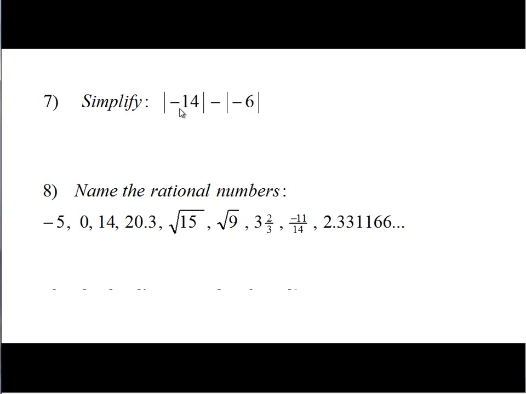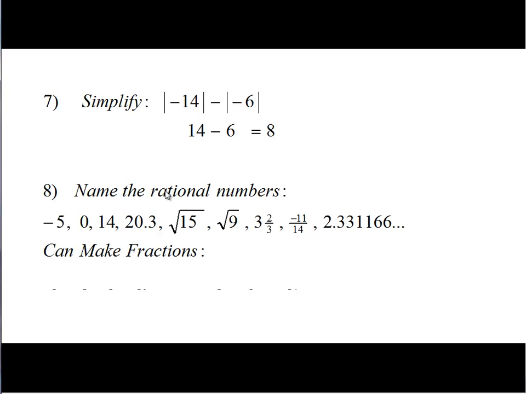Simplify. Absolute value of negative 14 is positive 14. You just throw away the negative. Minus, because it's in the middle of the absolute values, and then minus 6 turns into positive 6. Type in your calculator. 14 minus 6 is 8.